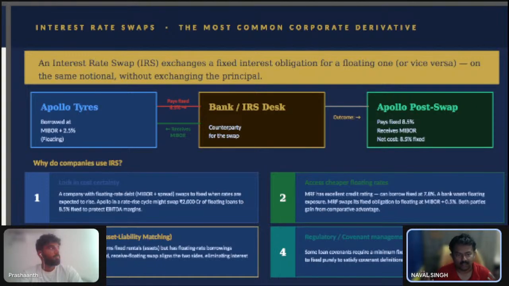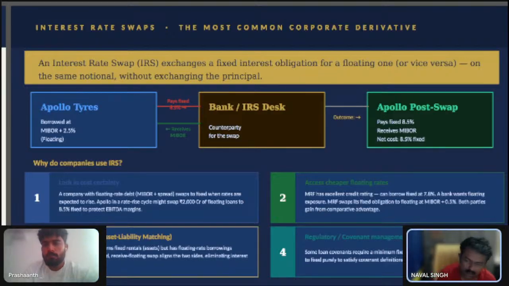So what you can do is, instead of taking another loan, you keep that loan and you buy an interest rate swap. So you can always ask for a lower interest rate without impacting the main loan, because the interest payments get cancelled. That is called an interest rate swap.